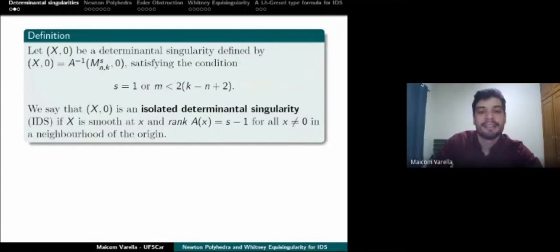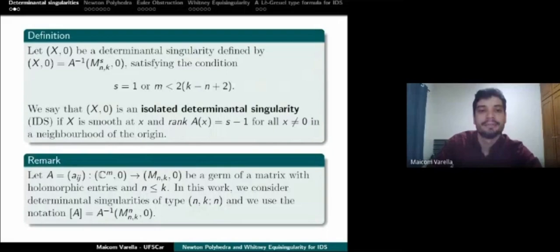And let X be a determinantal singularity defined by the matrix A, satisfying the condition that either s is equal to 1 or m satisfies this inequality. We say that X is an isolated determinantal singularity, IDS, if X is smooth at x and the rank of A(x) is equal to s minus 1 for all x different from 0 in a neighborhood of the origin. And in this work, we consider the determinantal singularities of type n,k,n, and we use this notation. That is, we consider the determinantal singularities given by the maximal minors of A.